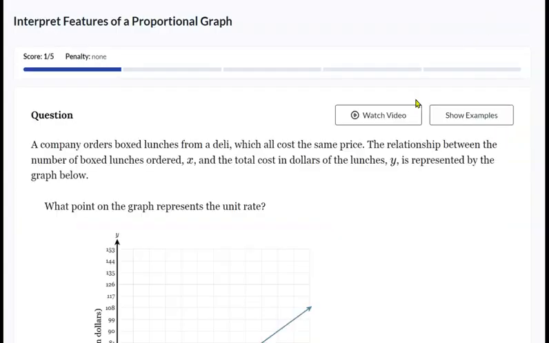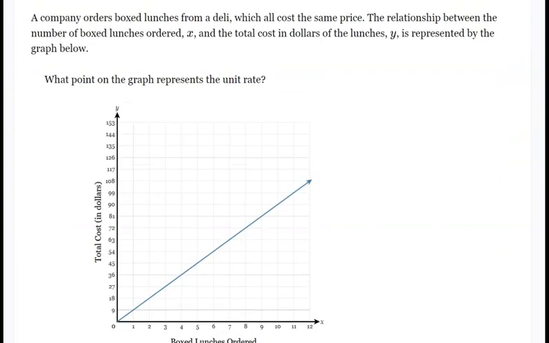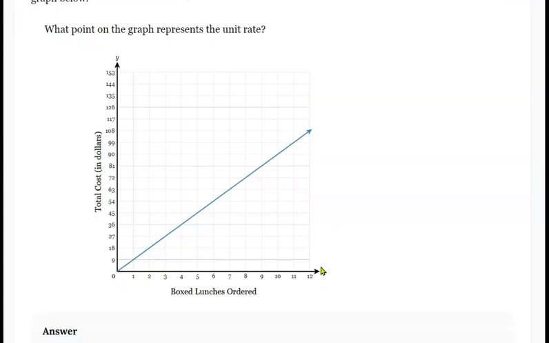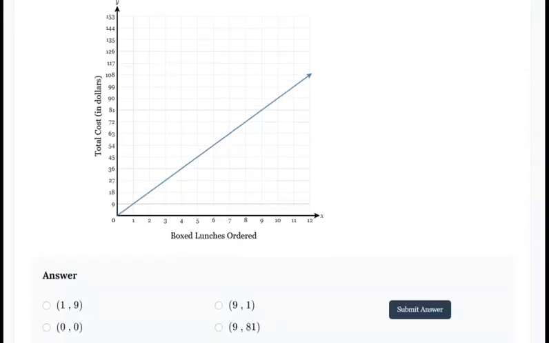Let's try another one. A company orders box lunches from a deli, which all cost the same price. The relationship between the number of box lunches ordered, x, and the total cost, y, is represented on the graph below. What point on the graph represents the unit rate?